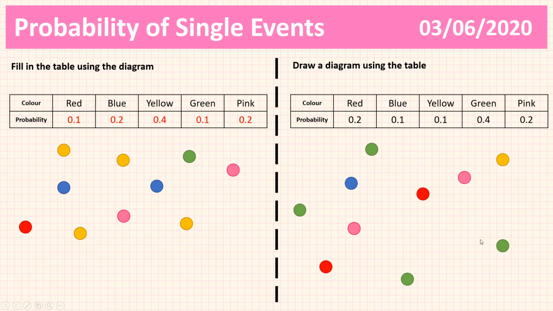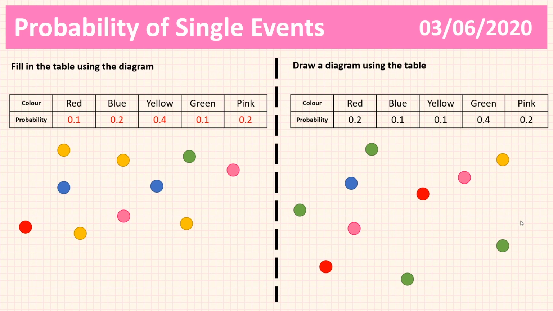Now for this one, I just picked 10 counters to make my life easier. I could have picked 20, in which case I just have to double each of the values. It doesn't matter about the number of counters. What matters is that the probability stays the same. So do I have 2 out of 10 red counters? Yes, I do. Do I have 1 out of 10 blue counters? Yes, I do. And so on and so forth, until we know the probability of picking the counter in our diagram is the same as what it is in the table.